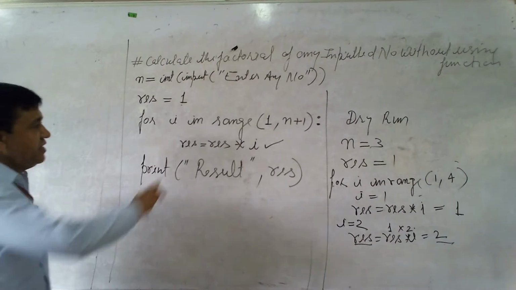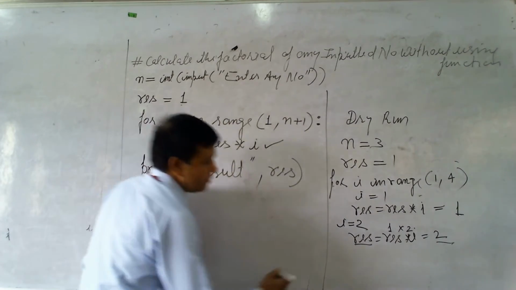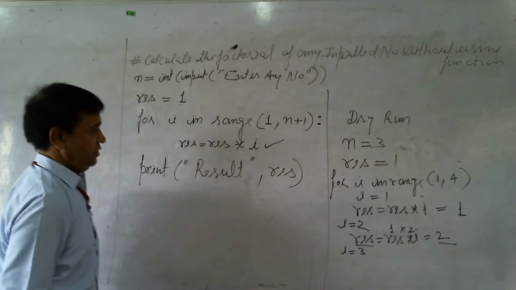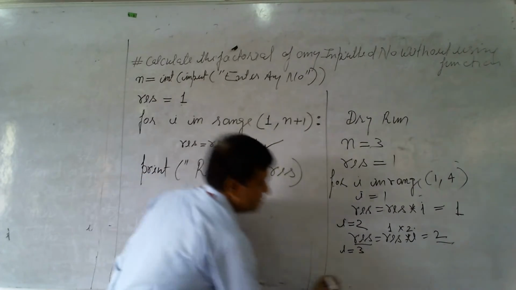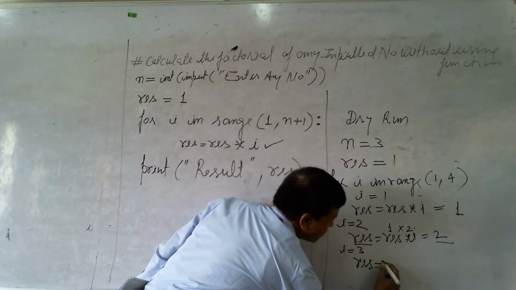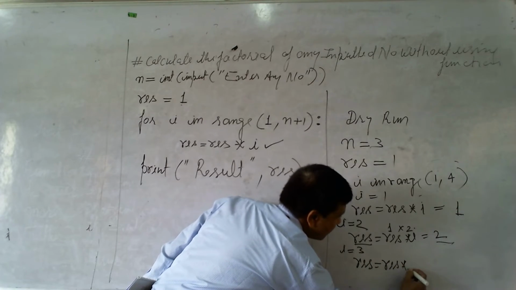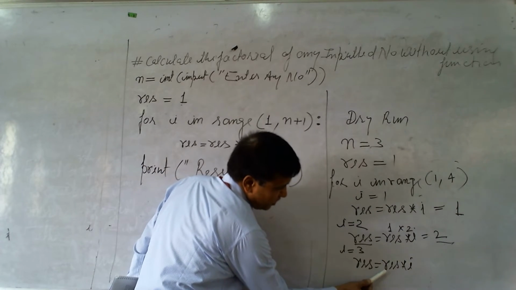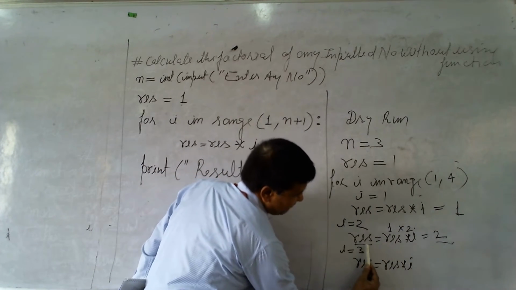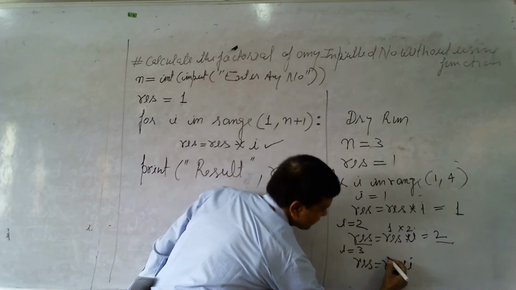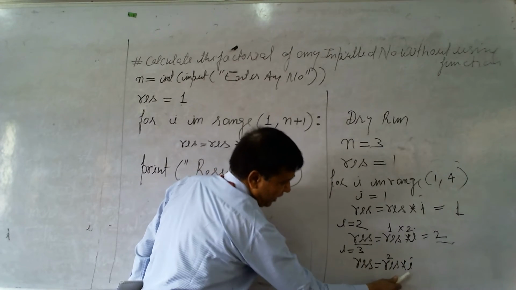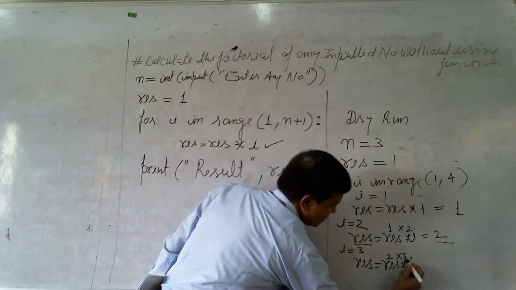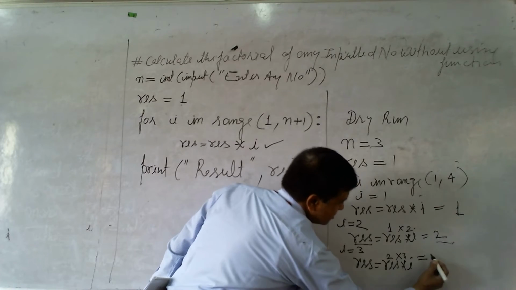Fine. Again this loop will be repeated. Then the value of i equals 3, and this statement will be executed. Res equal to res multiply i. See, we put the previous value of res, which we have already calculated, that is 2, and the value of i is now 3. So this is 2 into 3. This is 6.